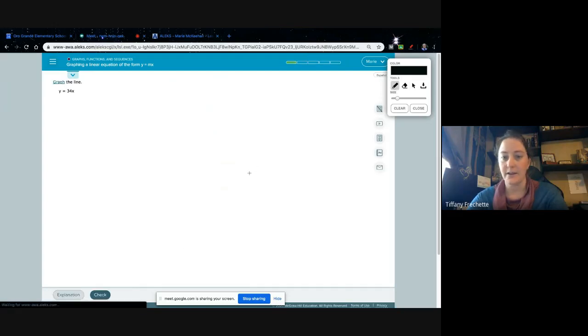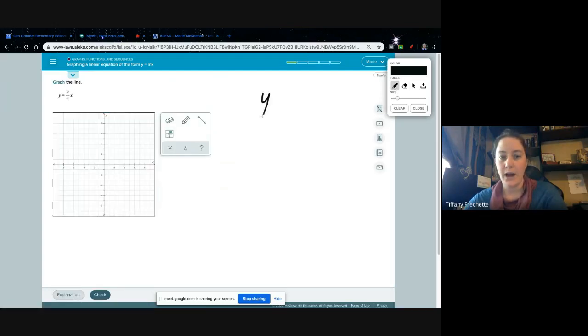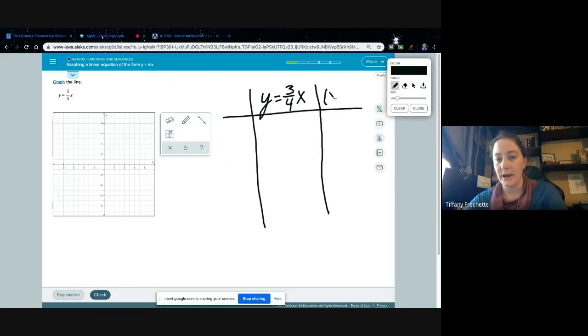Next. All right, now I can grab my pencil tool. So we have y equals 3/4 times x. So if I have my grid here like this, and remember this one, we're going to write x, then y. So in this one, we're always going to have this worked out like this. And this is our x.